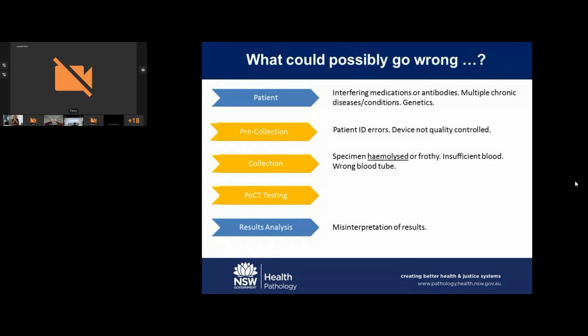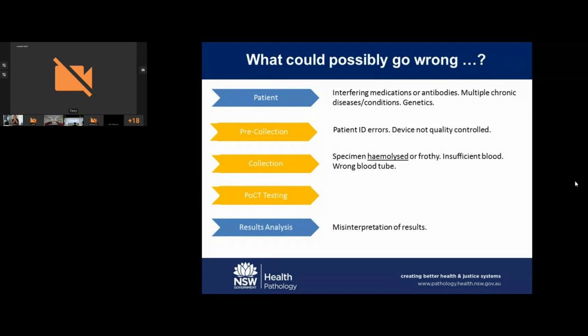Collection is without doubt the stage with the most potential to affect your point of care results. Our primary rule of pathology is that rubbish samples will give you rubbish results. A pathology device cannot fix a blood sample. It will simply analyse what you put in and give you the result.